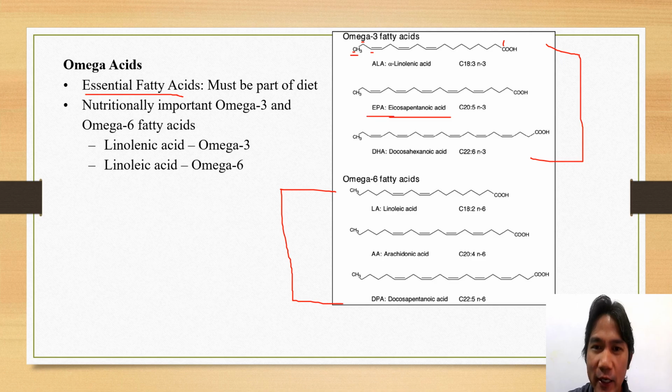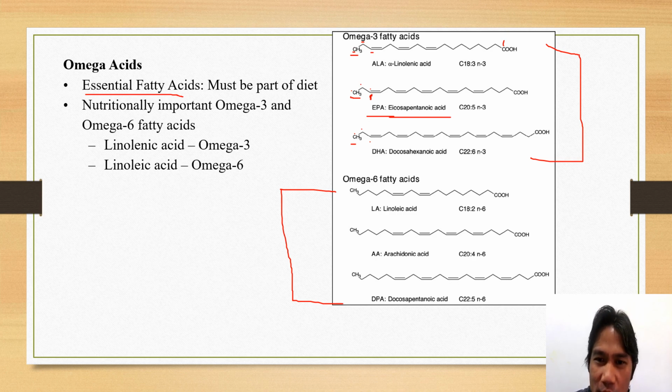In eicosapentaenoic acid, in EPA, this is also an omega-3 fatty acid, because likewise this carbon is the third carbon from the tail, from the omega carbon. So 1, 2, 3. For DHA, again, this is the omega carbon, and then this is carbon number 1, 2, and 3. That's why omega-3.